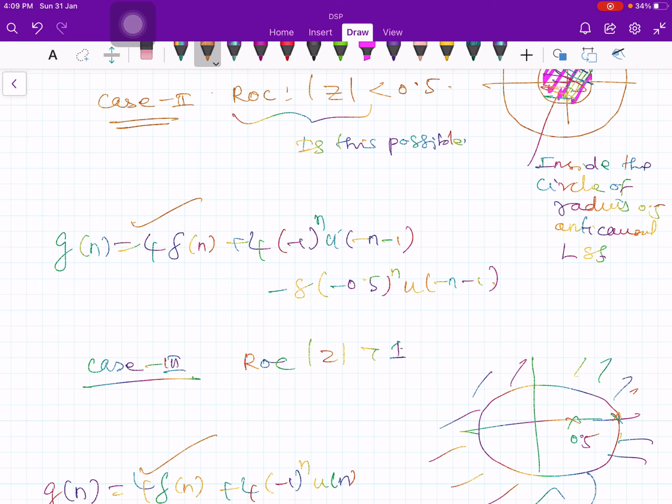Okay, so I think this is a time to stop. That's all about the inverse Z transform, and in the next lecture let us talk about some properties of Z transforms, exactly like those of the discrete-time Fourier transform.